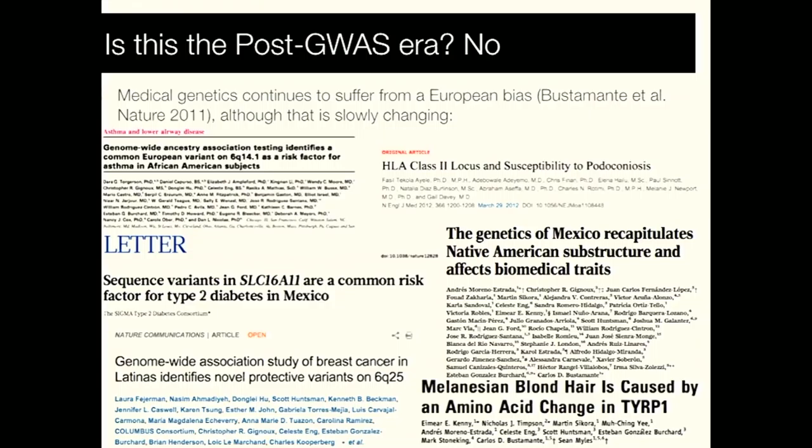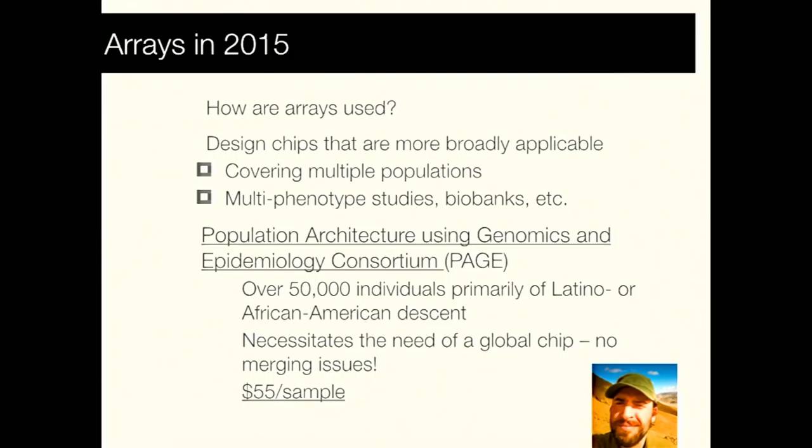But here is a beautiful example from Altshuler and the group at the Broad, where they were able to find this common risk factor for type 2 diabetes in Mexico that explains like 25% of the health disparities, right? Here's a mutation that's at 25-30% frequency in Mexico and in the rest of the Americas, but largely absent from other populations. Okay, so this is really the motivation behind PAGE and thinking about designing a new chip that will be properly powered for multi-ethnic and trans-ethnic mapping.